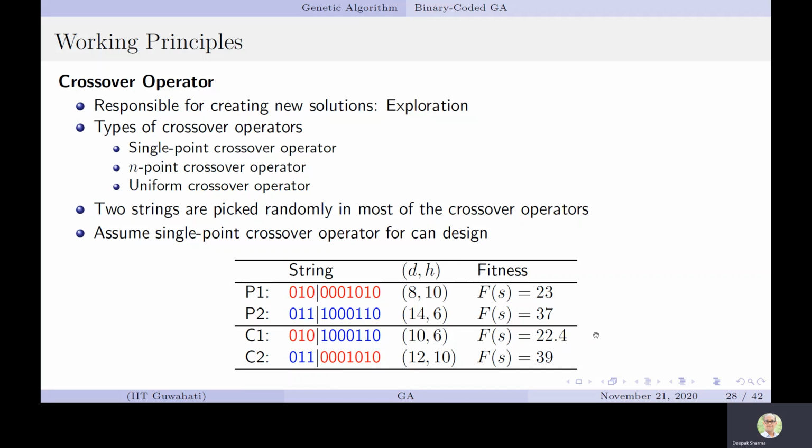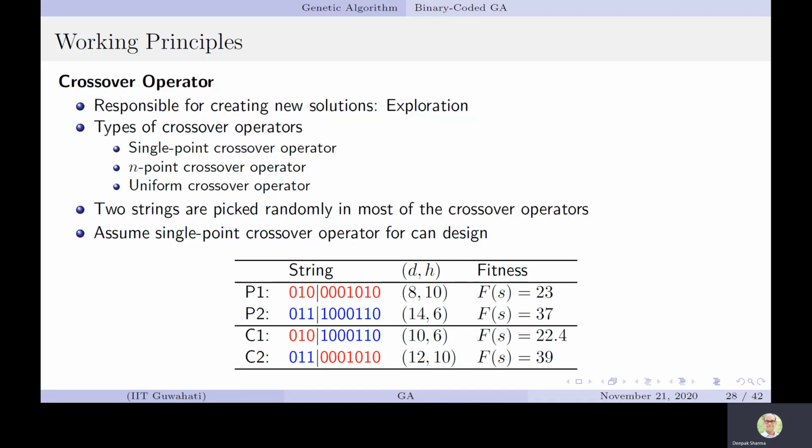What we can understand is we perform the crossover. Now we have one solution which has a fitness of 22.4, which is even better than the best fitness after the tournament selection, meaning that the crossover operator can generate a new solution which can be better than the parent solution. Second observation is look at C2. The fitness is 39. Now 39 is not as good as 23 as well as 37, meaning that the crossover operator can create a better solution as well as sometimes create a bad solution with respect to the parents.